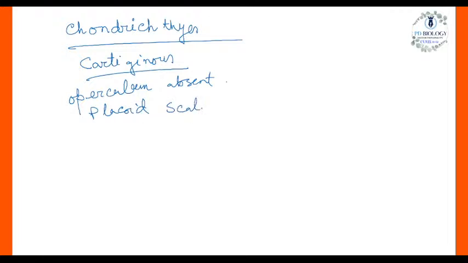Placoid scale. In male, the claspers are present. That is used in mating. The best examples of Chondrichthyes are Scoliodon, the dogfish, and Trygon, the stingray. These are the examples of Chondrichthyes.